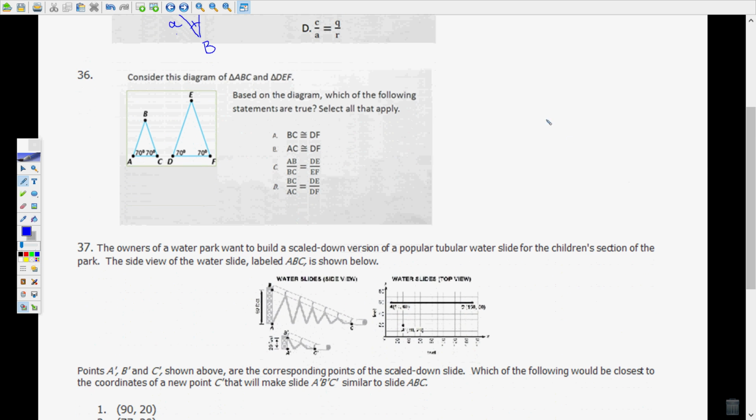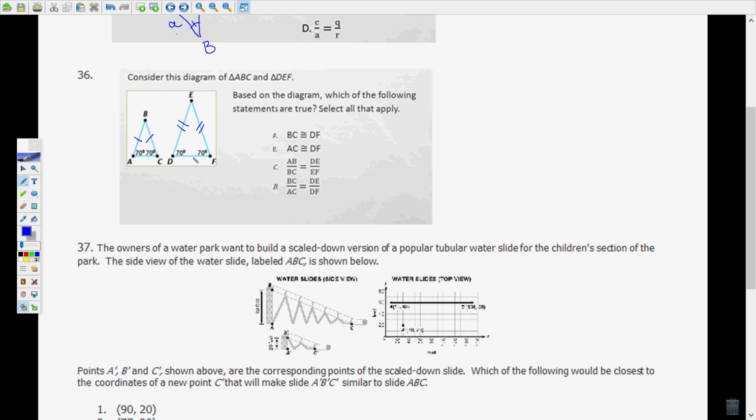All right, last one for this video. Consider this diagram of triangle ABC and triangle DEF. Based on the diagram, which of the following statements are true? First of all, because we have base angles congruent, that means we have 2 isosceles triangles. Okay, so that means they can flip around and still be corresponding. The parts could still be corresponding.